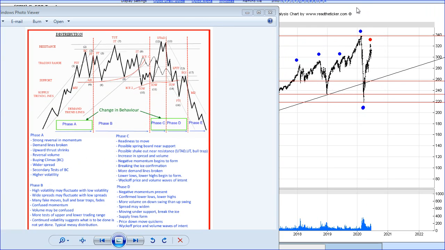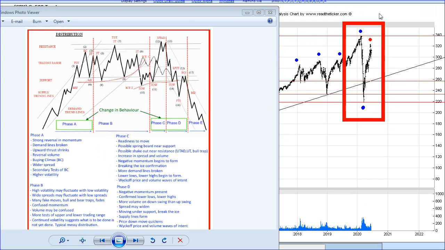What's important to note is that this is typical phase A around here, and phase A refers to a strong break in momentum. You really have to signify it by the fact that the demand line was broken, which is true. Big reversal volume down below there. Wider spread, we've got plenty of that. Secondary test, that's up here, the red dot, and obviously the higher volatility.